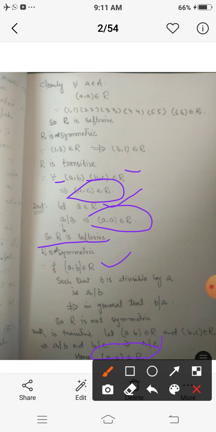Hence, there are a number of methods to check the reflexivity, symmetry, and transitivity of a relation on a given set.